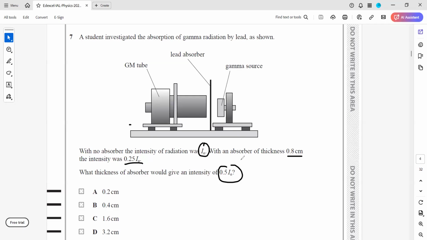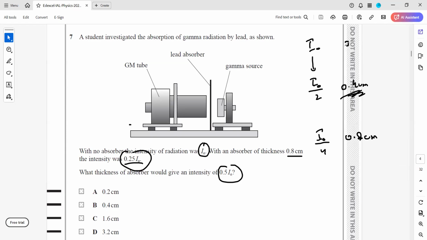So look, if it is I naught, half will be I naught by 2, and this will be a quarter. 0.25 means a quarter. So a quarter is due to 0.8 centimeter, so half will be due to 0.4 centimeter, because the thickness is 0.8. So half will be 0.4 centimeter.